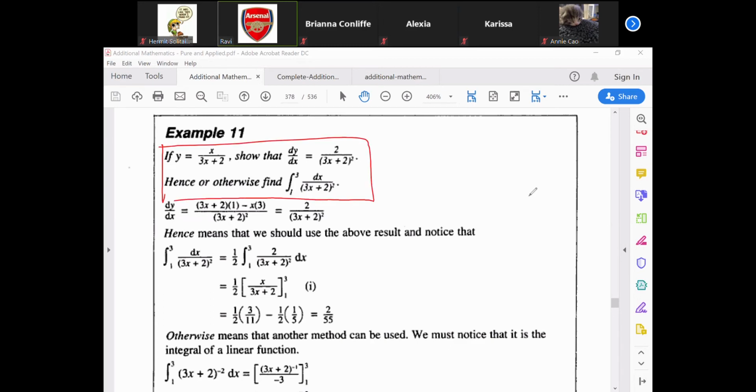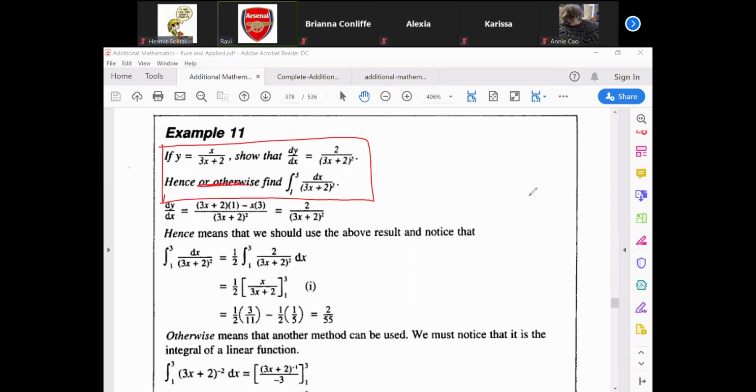If y is equal to x over 3x plus 2, first part: show that dy over dx is 2 over (3x plus 2) squared, and hence or otherwise show that the integral of this thing from 1 to 3 is 2 over 5. Now, if I plug in 1, you get 5. They said hence or otherwise.